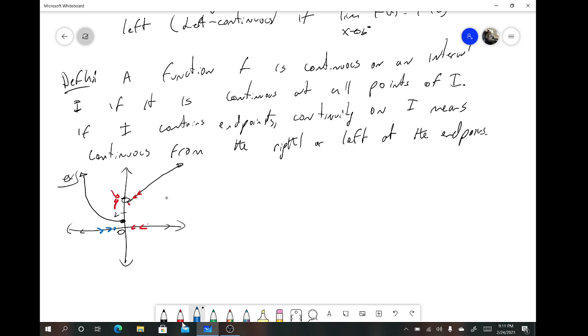So it is not right continuous because the 4 is not included, but it will be left continuous because this point right here, which we call 1, is actually included. So this is left continuous since the limit as x goes to 0 from the left of f of x equals f of 0. So this is definitely left continuous.